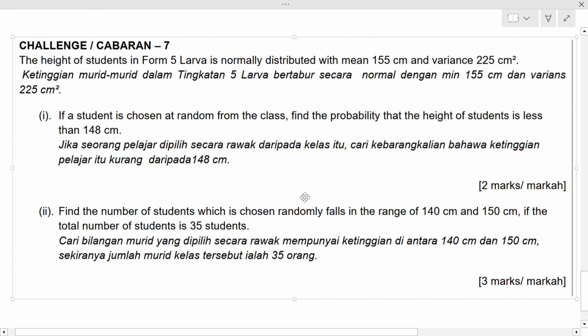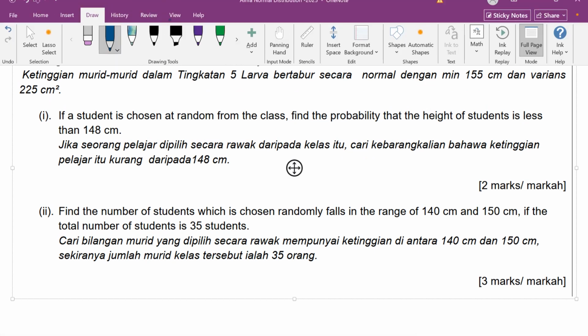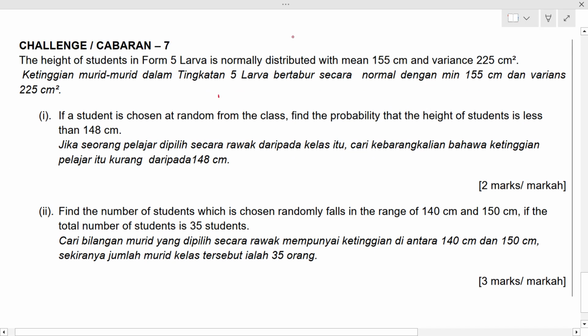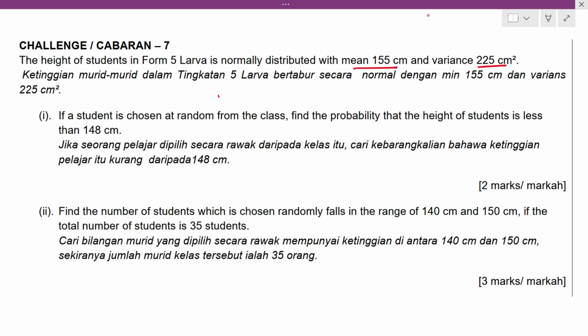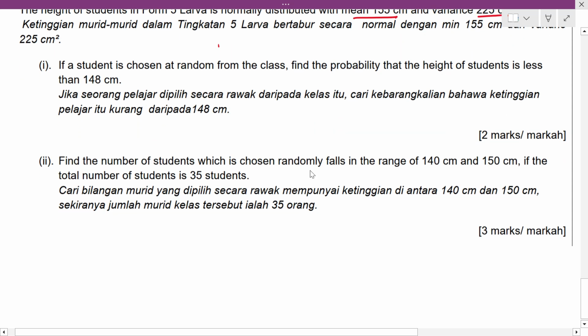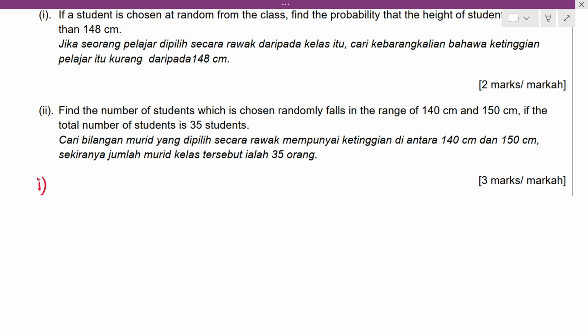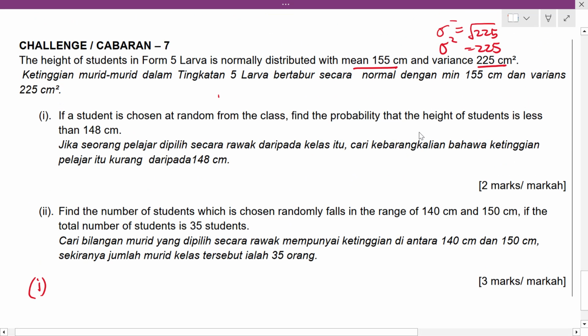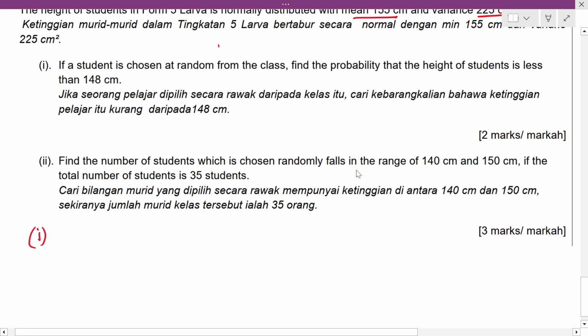The height of the students in Form 5 Lava is normally distributed with a mean of 155 and variance of 225. Remember, they give you the variance and we need the standard deviation. I mean, square root of 225. This is a very basic question they can ask you, and this is the normal pattern of the question. 2 marks they will ask you the probability, and 3 marks we do the reverse method.